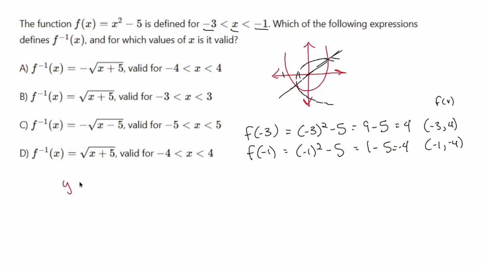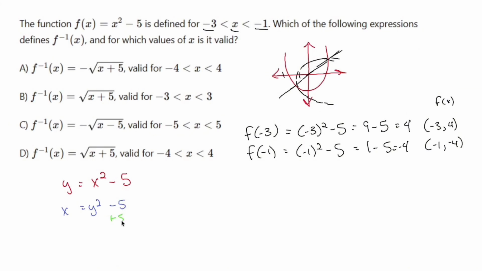I like to call it y. So step number 1 for me is always replace the f of x with y because it just looks prettier. Step number 2 is going to be swap the x and the y. So you are now x equals y squared minus 5. Now we solve for the new y.